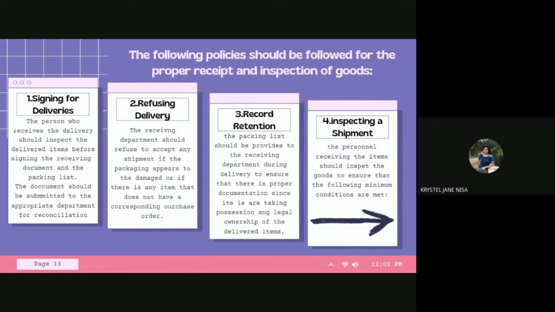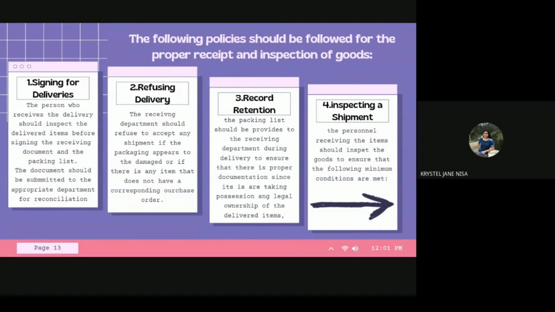Third, record retention. The packing list should be provided to the receiving department during delivery to ensure that there is proper documentation, since it is taking possession and legal ownership of the delivered items. So record retention is a process to assure whoever possesses the delivery. Record retention is the documentation of the deliveries.